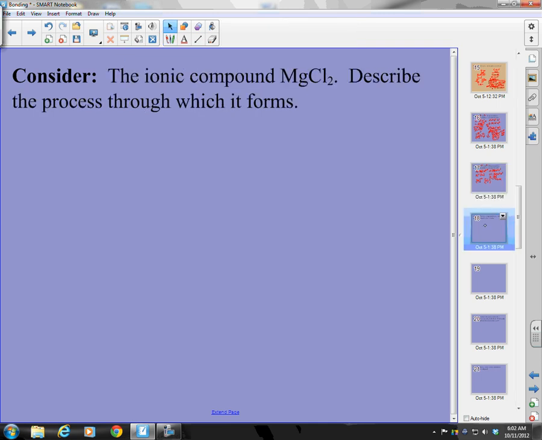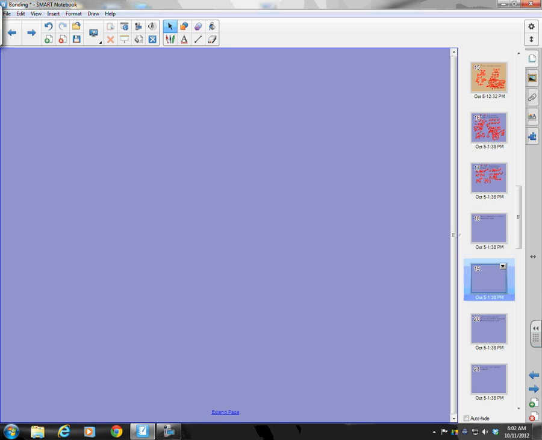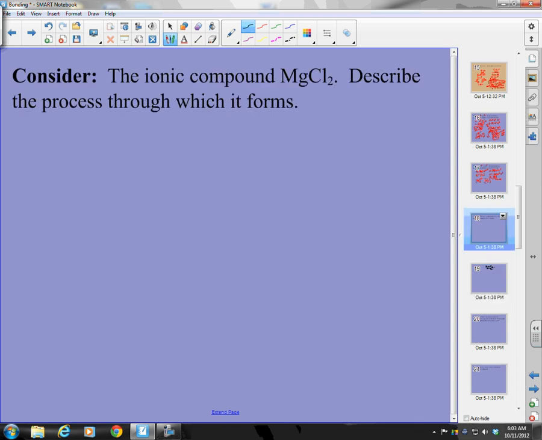Moving on. Next, consider the ionic compound MgCl2. Describe the process through which it forms. Okay, so we want to talk about the process of forming an ionic bond. Let's start this off and look at the orbital notation for magnesium and chlorine.